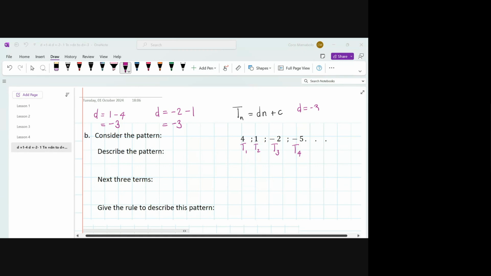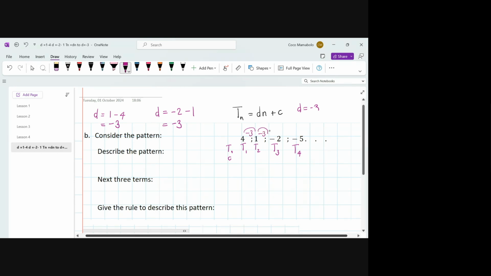Lovely. Who can remind us, how do we find C? How do we find the constant? What do we look for? The 0th term. That's it. We've learned some really fancy maths today. So we want T0. That is our constant.